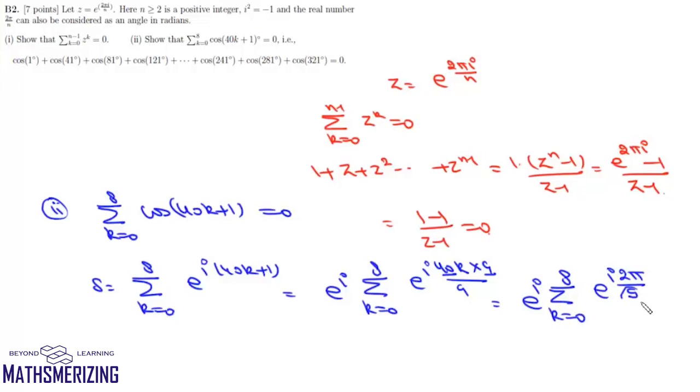So here we have 2 pi by n, and here it is a summation from 0 to n minus 1, and we have already proved that this summation is equal to 0. For this series, real part is 0 as well as its imaginary part is 0. So we can simply say that its real part, which is summation k varies from 0 to 8 cos 40k plus 1, will be simply 0, and that's how we solve such questions.